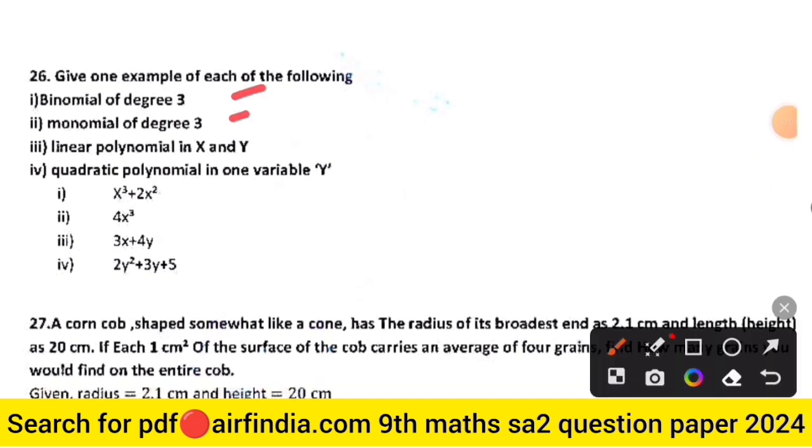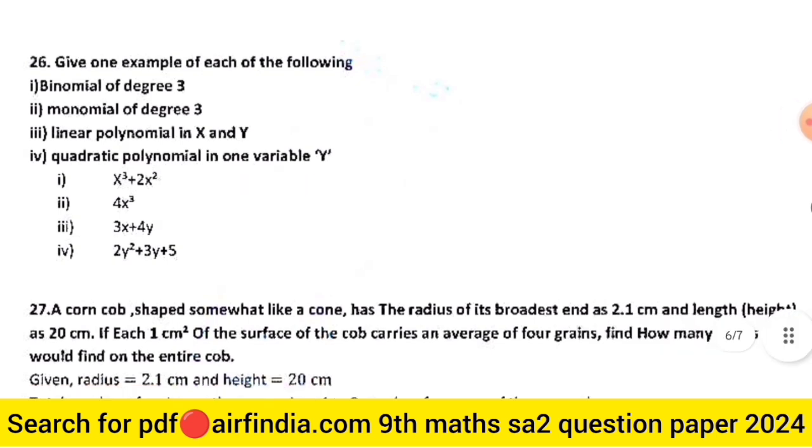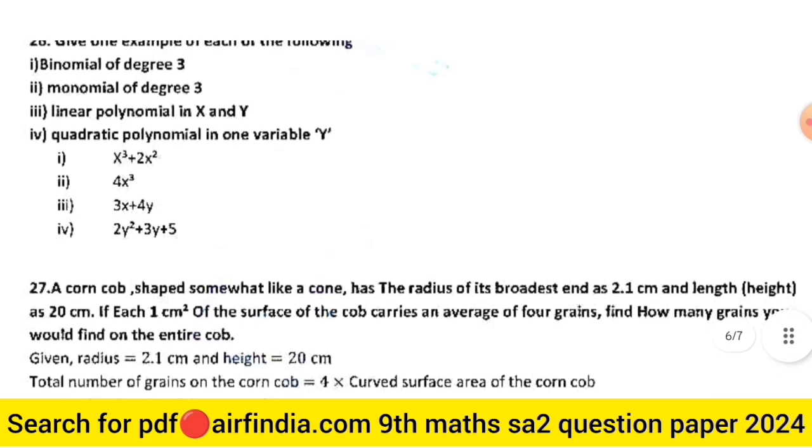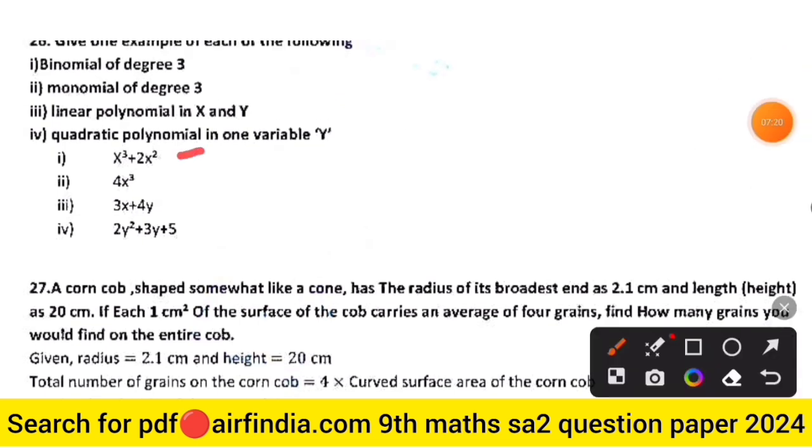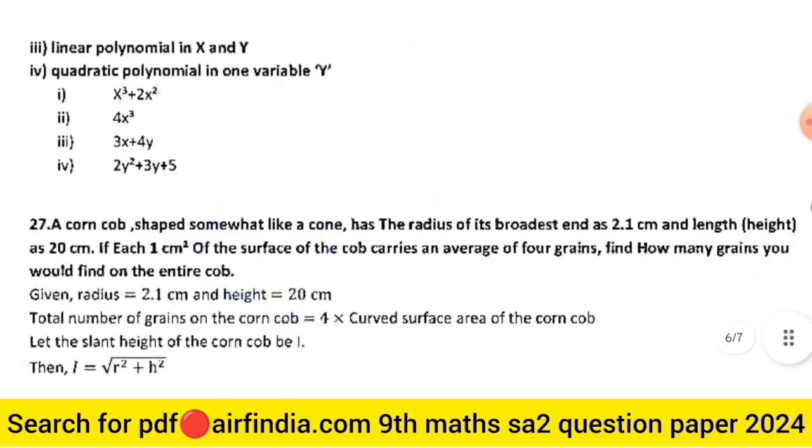degree 3, monomial of degree 3, a linear polynomial in x and y, and a quadratic polynomial in one variable y. Okay, these are the 4 parts given. So the right answers: first, binomial of degree 3, x cube plus 4x cube. Monomial of degree 3, and the linear polynomial 3x plus 4y is called a linear polynomial in x and y. And the next, a quadratic polynomial in one variable y, so only one variable, you can write 2y square plus 3y plus 5. Okay, it's a one variable example.